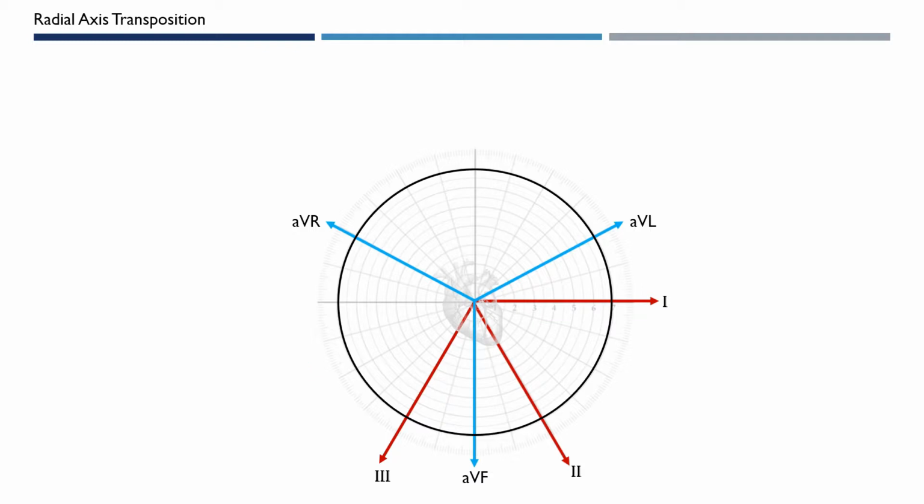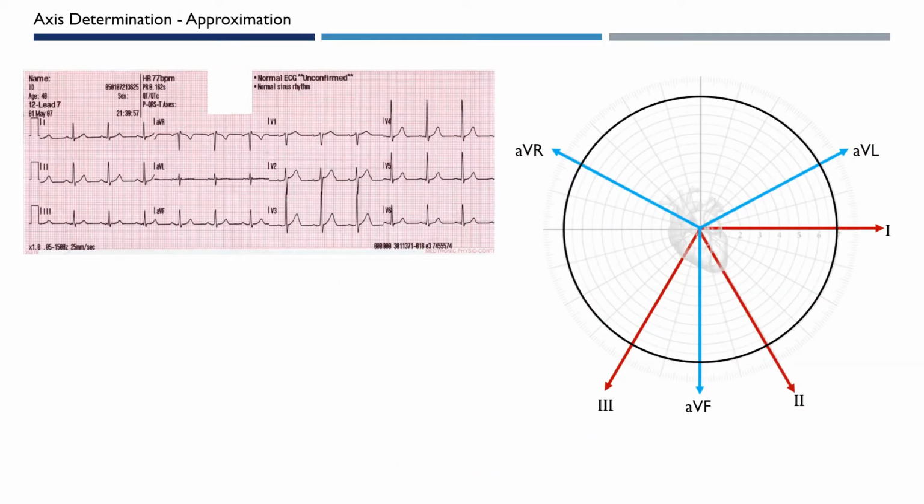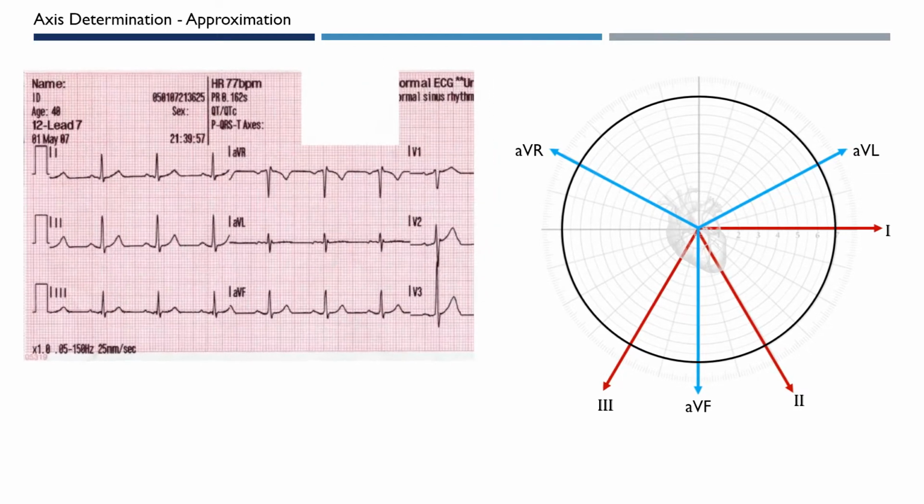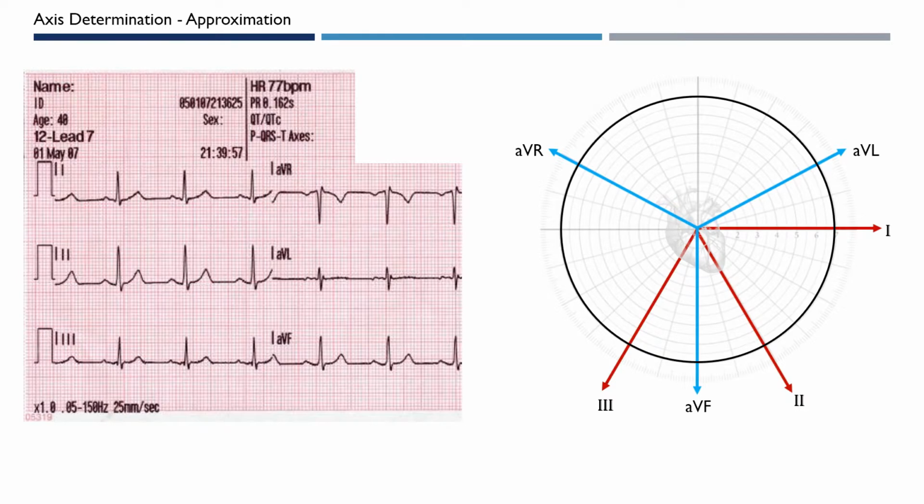So let's take a look at an EKG quickly. This, on the left, is a standard 12-lead EKG, with the frontal leads depicted on the left of it, and V1 through V6 being the precordial leads. For the purpose of axis determination, we're not going to be too concerned about the precordial leads, so we can go ahead and ignore those for now. But if we take a closer look at leads 1, 2, 3, AVR, AVL, and AVF, there's a couple strategies we're going to use in order to approximate the axis of depolarization.